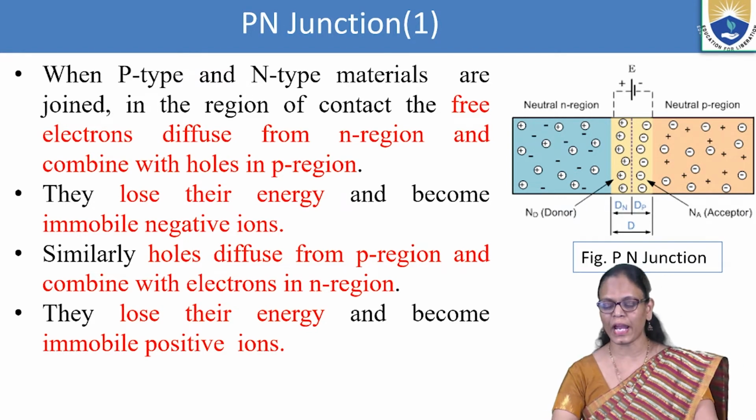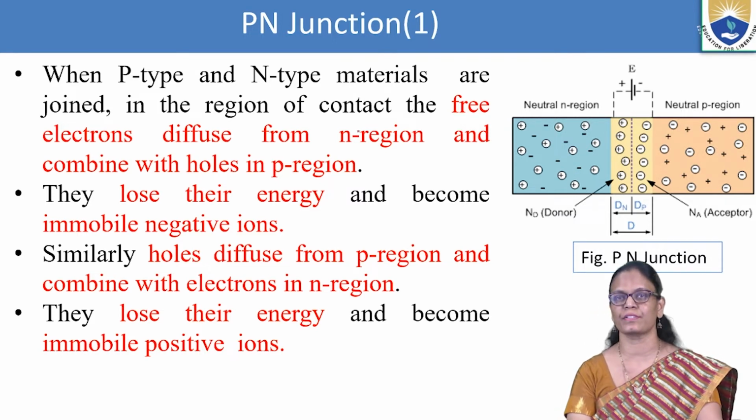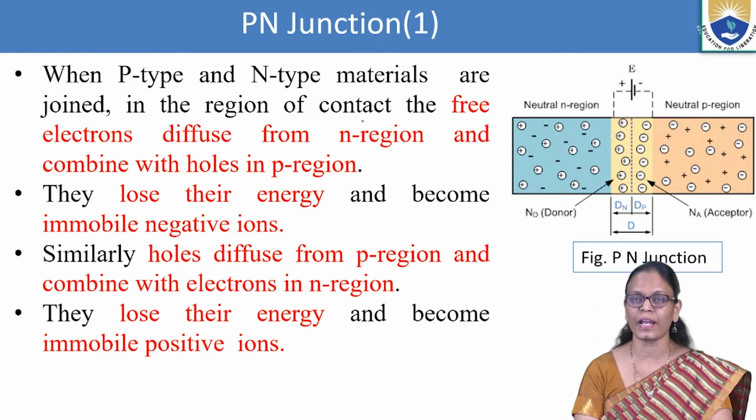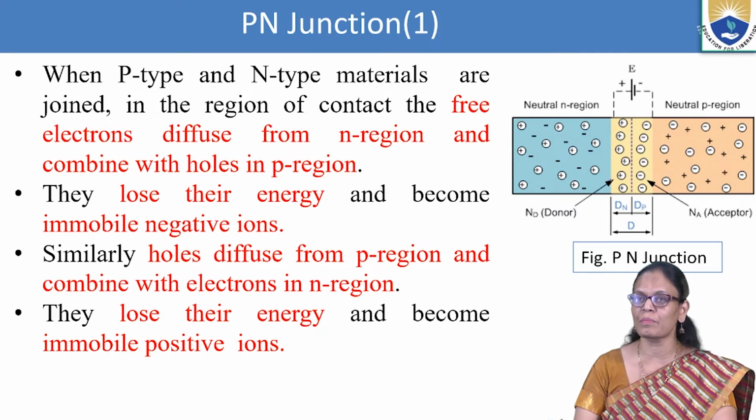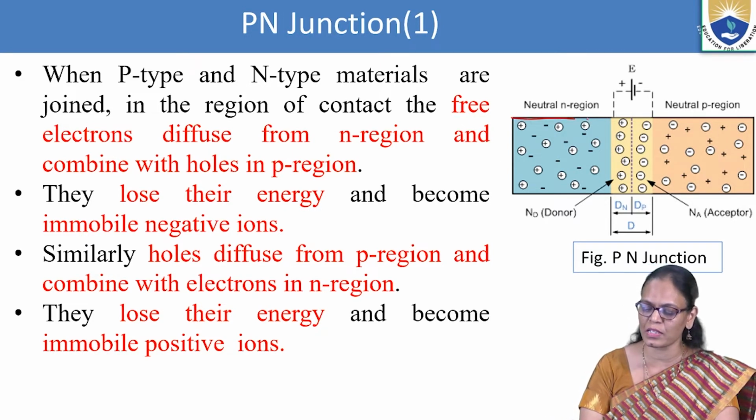So when P and N-type materials are joined, in the region of contact, the electrons diffuse from N region and combine with the holes in the P region. So now we take a normal PN junction diode. So this is the PN junction we are taking. So this is the P region and this is the N region.